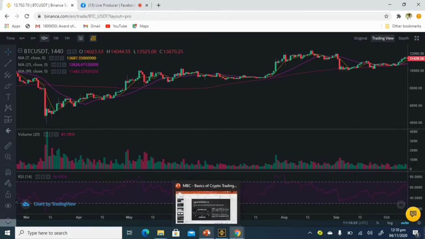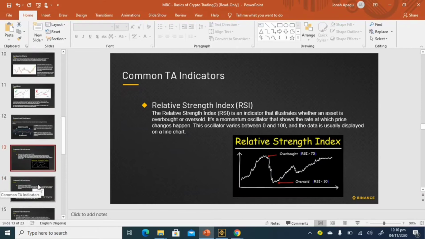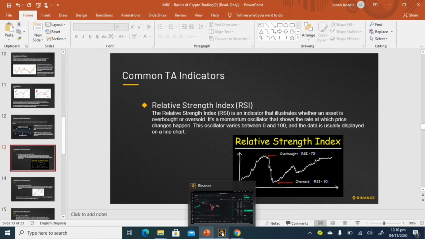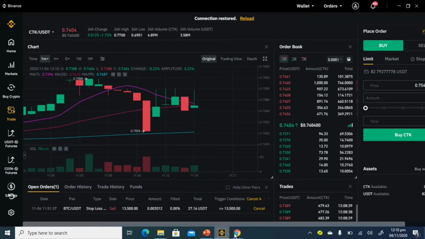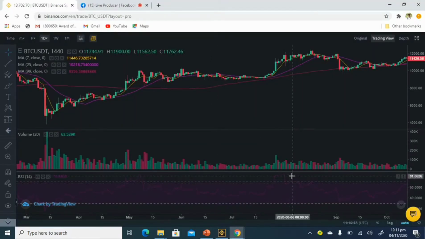So how do traders use this RSI to trade? You can see above 70 is the overbought region, and below 30 is the oversold region. Basically, oversold means that there has been a serious amount of sell activity going on for that asset, and overbought means there has been a huge amount of buying activity going on for that asset.